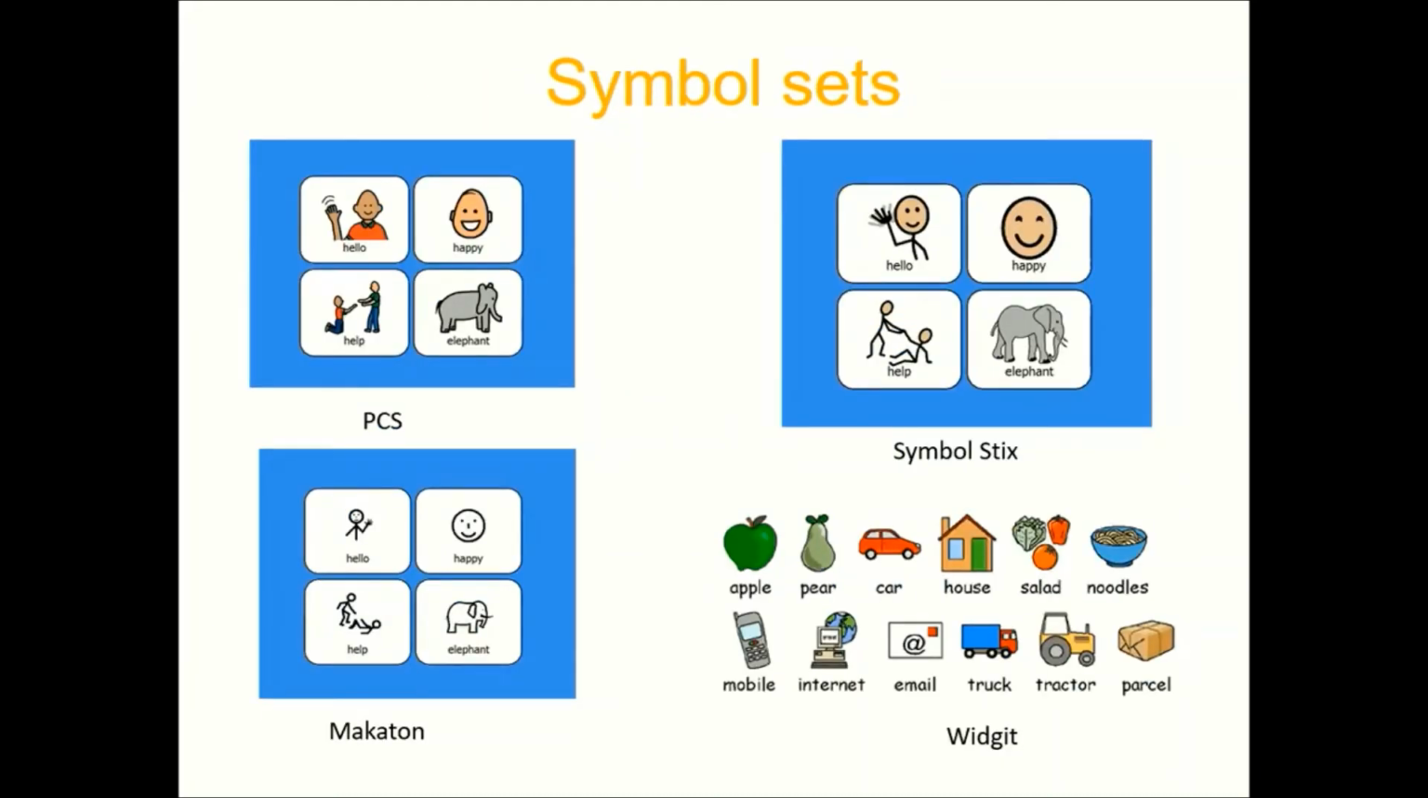There are lots of different symbol sets available, that have different kind of features and pros and cons. These are just some examples. We've got Makaton in the bottom left there. So they are black and white line drawings. We've got PCS in the top left there. These are more colourful. They have some actions in them. And in the top right, we've got symbol sticks. They tend to be more like line drawings. But again, they do have colour. And we've got widget in the bottom right there. It's got a whole range of symbols there using colour, and they're quite realistic. The people symbols.